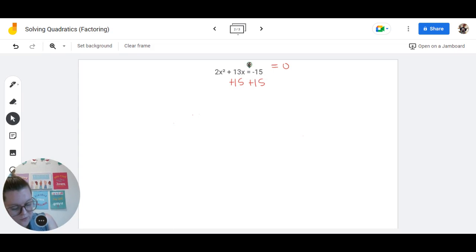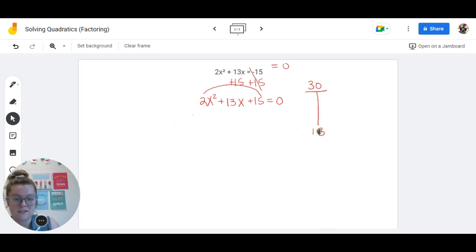They're going to cancel on the right. On the left, I can't combine a number with an x squared or an x, so I'm just going to tack it on to the end here. Now that my equation is set equal to 0, I can do my t-chart with my rainbow. So remember, multiply first times last. 2 times 15 would give me 30. At the bottom, I have my 13.